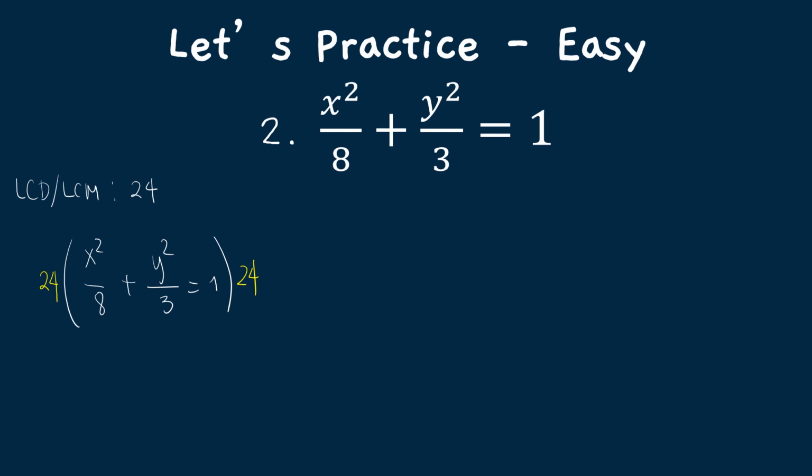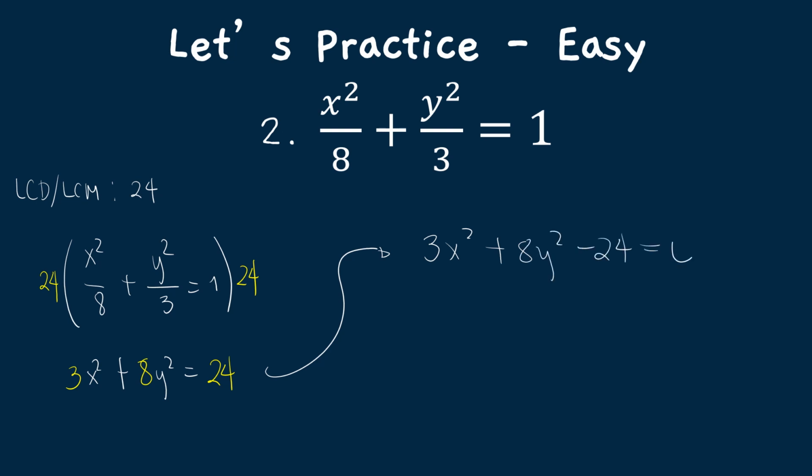So 3x squared plus 8y squared is equal to 1 times 24, which is equal to 24. Okay? And then arrange it in such a way that we have the general equation that is equal to 0. So it will result into 3x squared plus 8y squared minus 24 is equal to 0. And therefore, this is your general equation for example number 2.